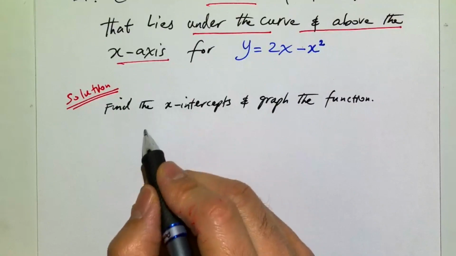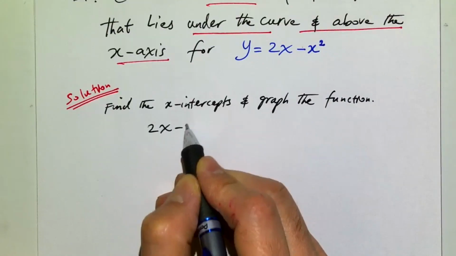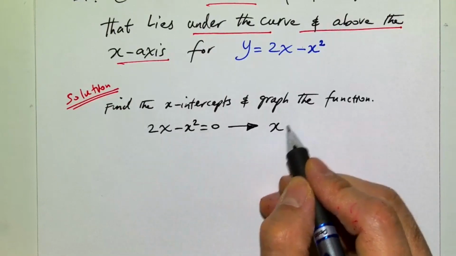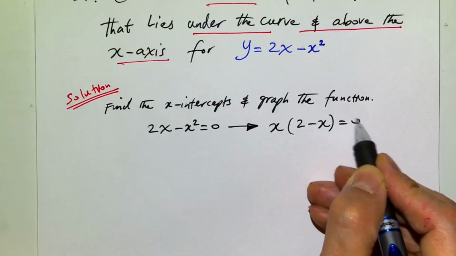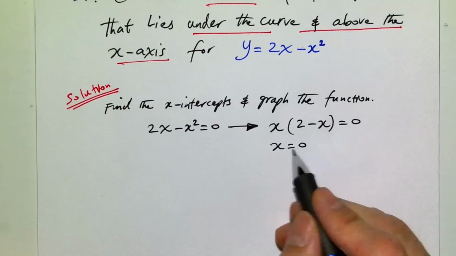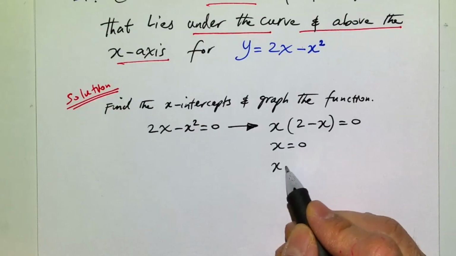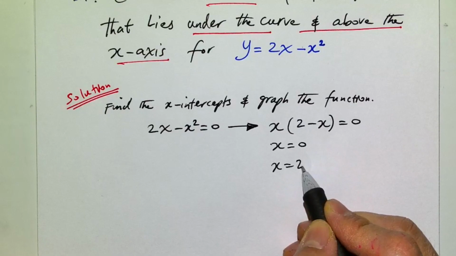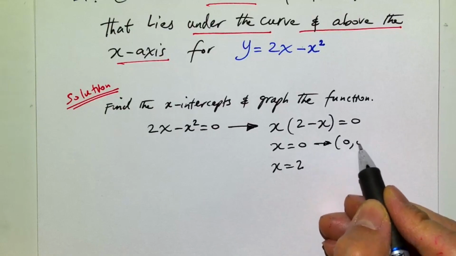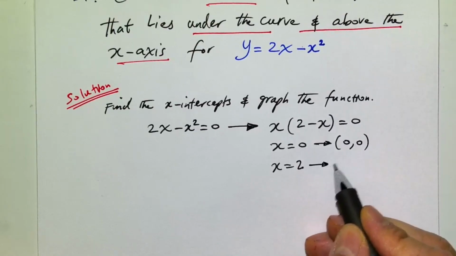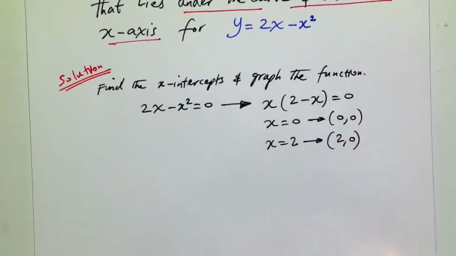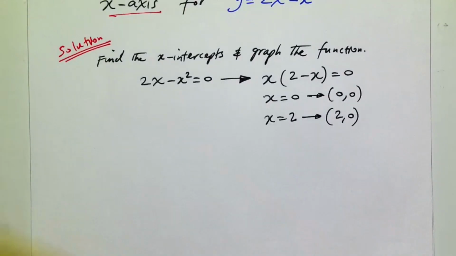So to do that, the x-intercepts would be 2x minus x squared equals 0. This is, of course, easy to factor. x times 2 minus x equals 0. So x would be equal to 0, and then x equals 2. So from here, one intercept is the origin. The other intercept is (2, 0). Okay. In fact, if we graph this function, this is what we're going to get.